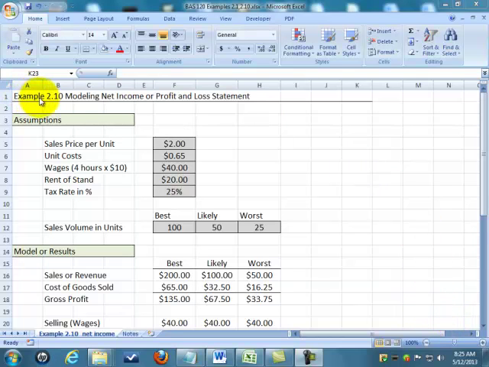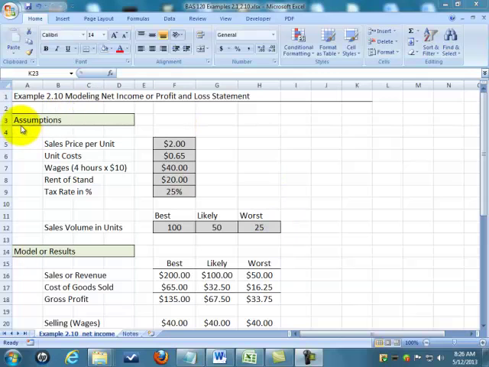We're going to go through something similar to example 2.10 in the book. We're going to model a net income or a profit and loss statement. I've made it a little different. I've expanded it to what businesses often do: they often look at a best case scenario, a most likely, and a worst case scenario.